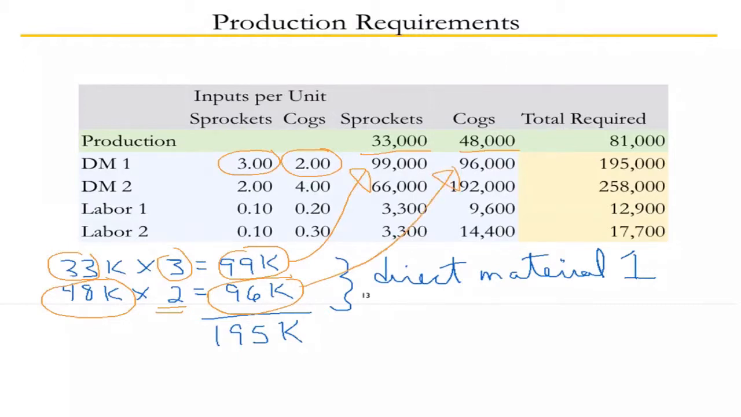The total amount of direct material 1 that's going to be used in production is the 99,000 used for sprockets and the 96,000 used for cogs. That adds up to 195,000 units of direct material 1. Similar calculations are done for direct materials 2, labor 1, and labor 2.